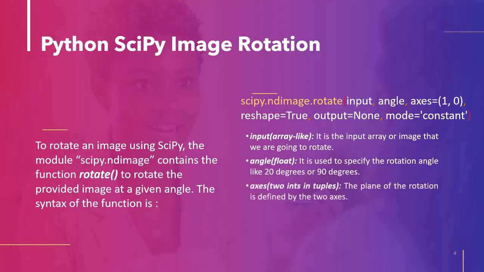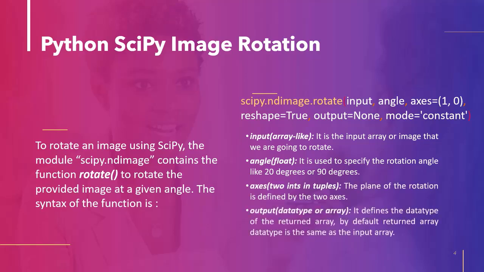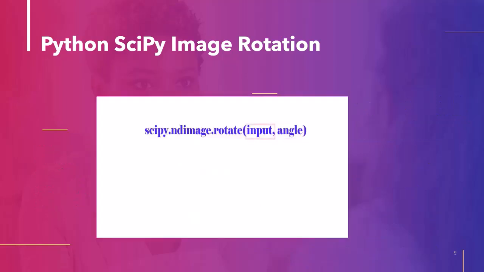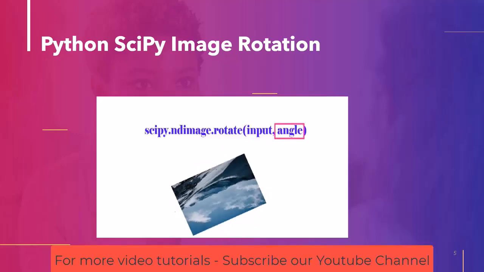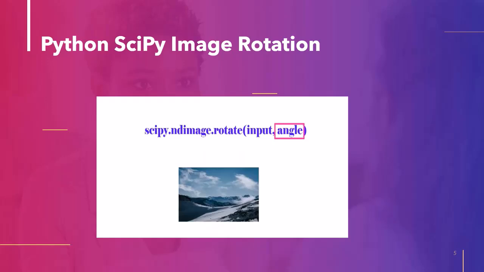Axes. It represents the rotation plane that is determined by the two axes. Output. It is used to specify the data type of a returned array, which is the same as the input array by default. Mode. It is used to describe the modes such as constant, mirror, wrap, and reflect. Now the two important parameters of the method rotate are input, which represents the image in the form of an array, and the angle to rotate that image. Using these two parameters, we will rotate the image at the desired angle.